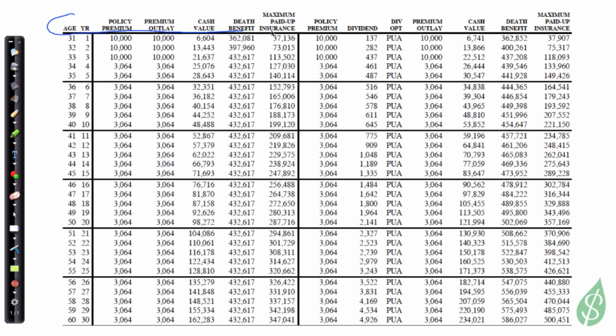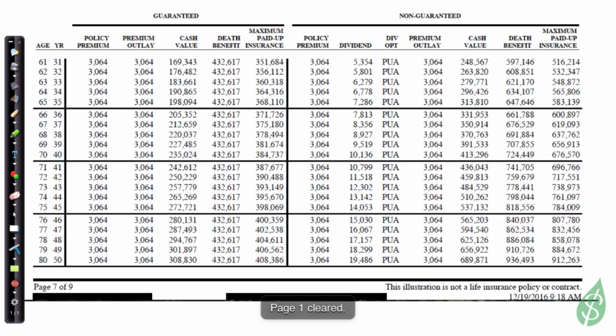I still have the header up here, and we have year 1 through 30, age 31 through 60. And now let's go down even further. Here you can see we're at the bottom of the page, and here's where it tells us this is page 7 of 9. Now, different companies might put it over here, they might put it over here. But when you're really looking at an illustration, you want to see all pages.